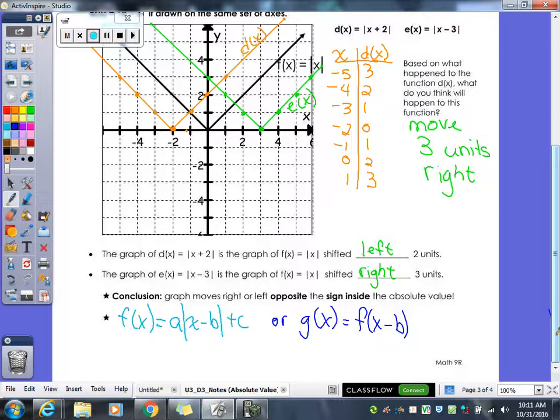So I want you to take a couple minutes, try those 3 problems on that next page. That's kind of like your classwork for today.